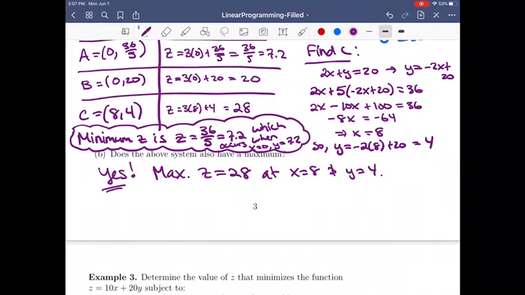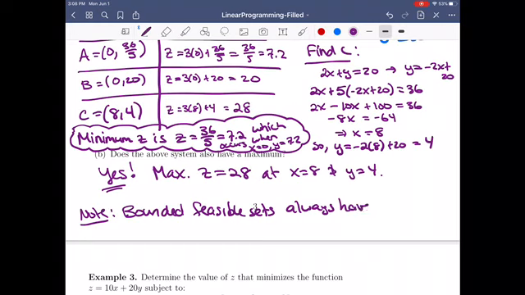Okay, now I'm just going to write a note here. Bounded feasible sets always have both max and min values, solutions.